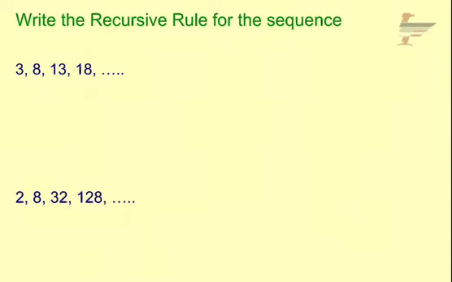Write the recursive rule for the sequence. So here we have a couple examples. We have to write the recursive rule. So we want to look at the sequence and try to determine what's happening. Is there any sort of pattern that we see?